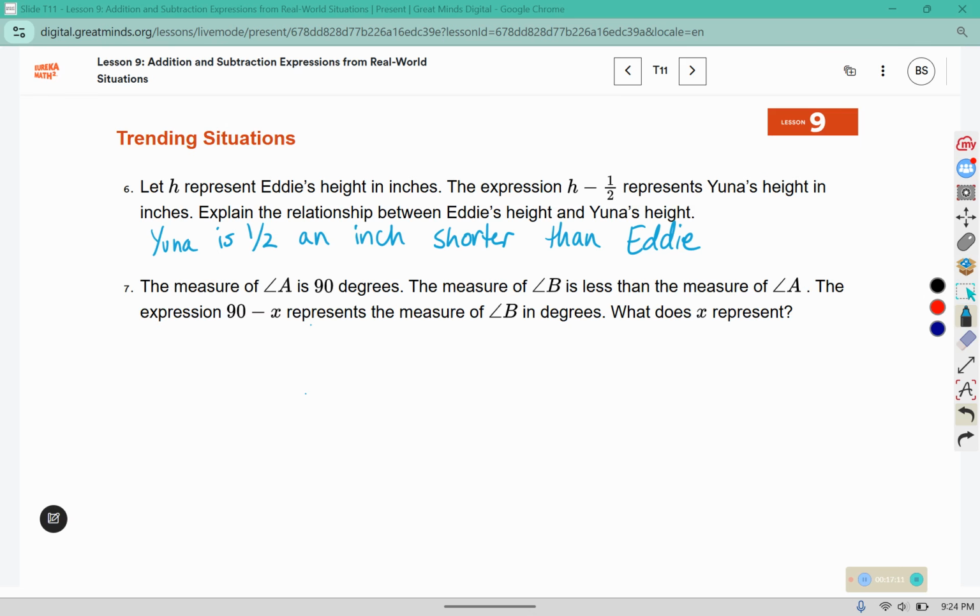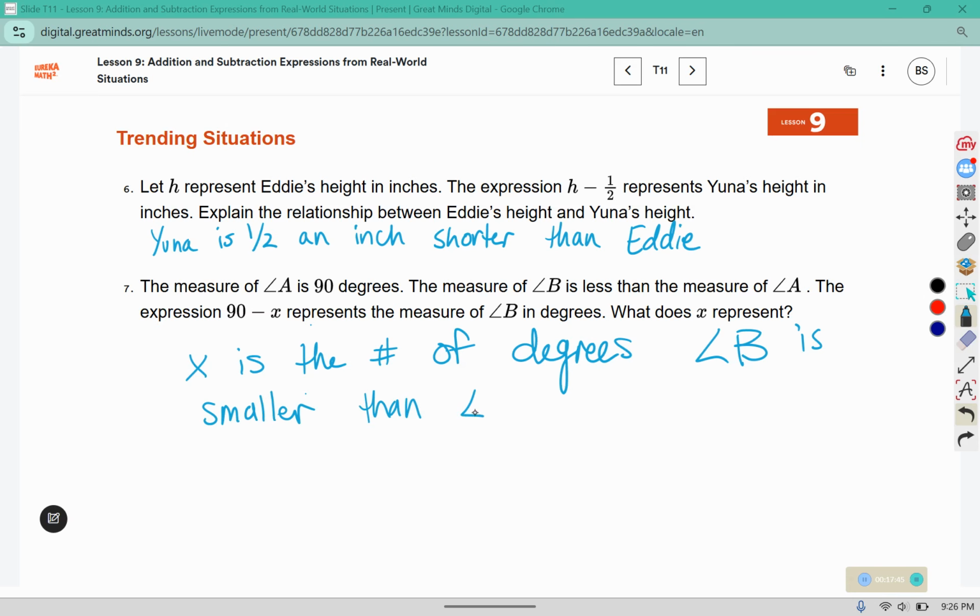7. The measure of angle A is 90 degrees. The measure of angle B is less than the measure of angle A. The expression 90 minus x represents the measure of angle B in degrees. What does x represent? X is the number of degrees angle B is smaller than angle A. So it's how many degrees smaller angle B is than angle A.